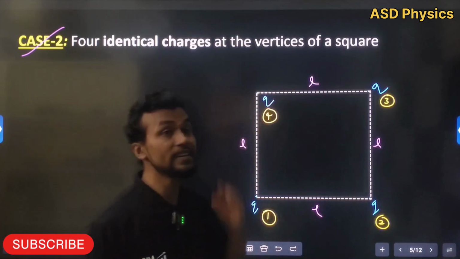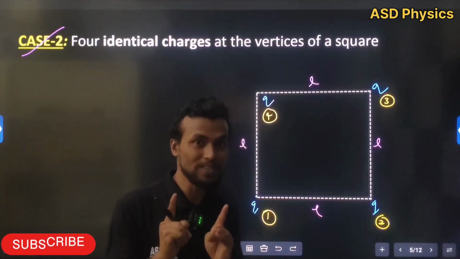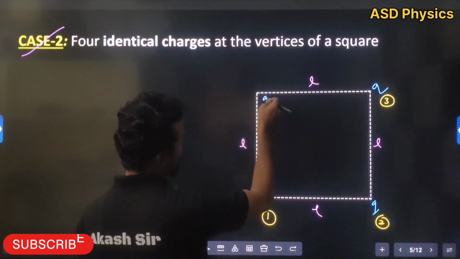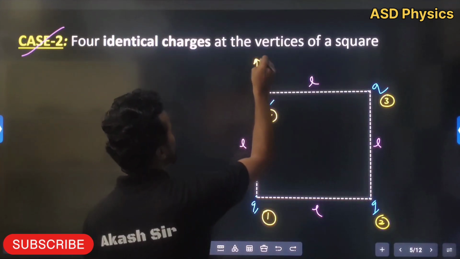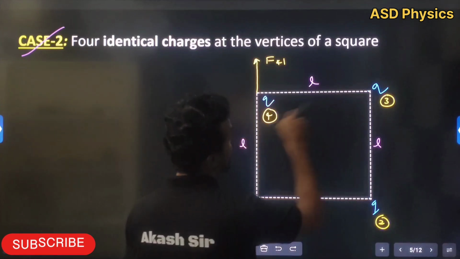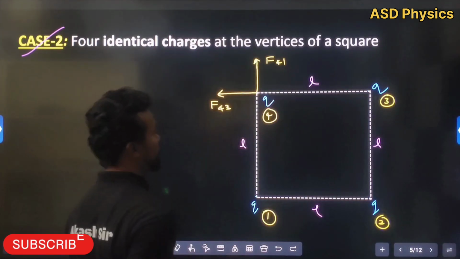So here, can you think how many forces will be experienced by this charge Q? Yes, how many forces? 3 forces here, okay? So see here please, the force on 4 due to 1 will be in this direction. We can call this F41. Similarly, the force on 4 due to 3 will be in this direction. We can take here F43.